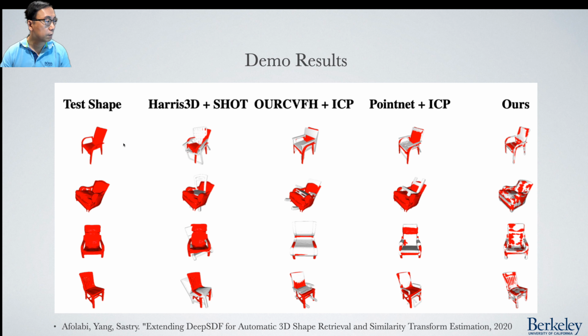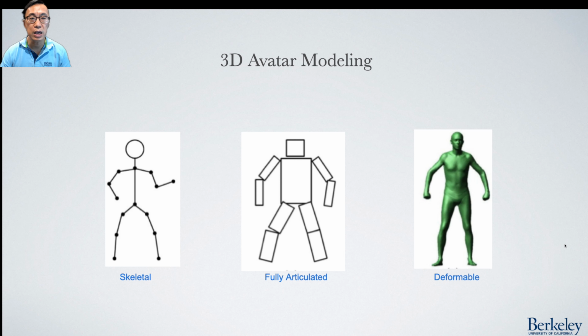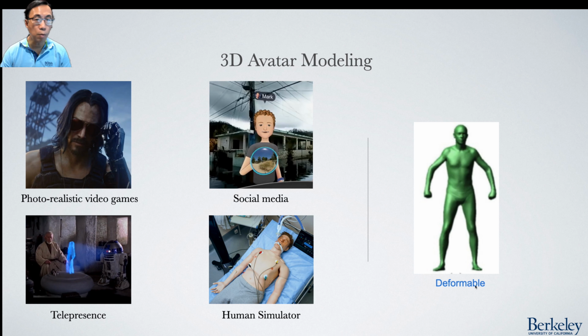The last topic we will discuss in this talk is 3D avatar modeling, which is another function that is very important for a realistic virtual immersion experience. In the literature, most people are familiar with 3 main directions, namely using a skeletal model, using a fully articulated model, or using deformable avatar models. In particular, when affordable, deformable avatar modeling is preferred, including in applications of video games, social media, telepresence, and human simulators for medical training.